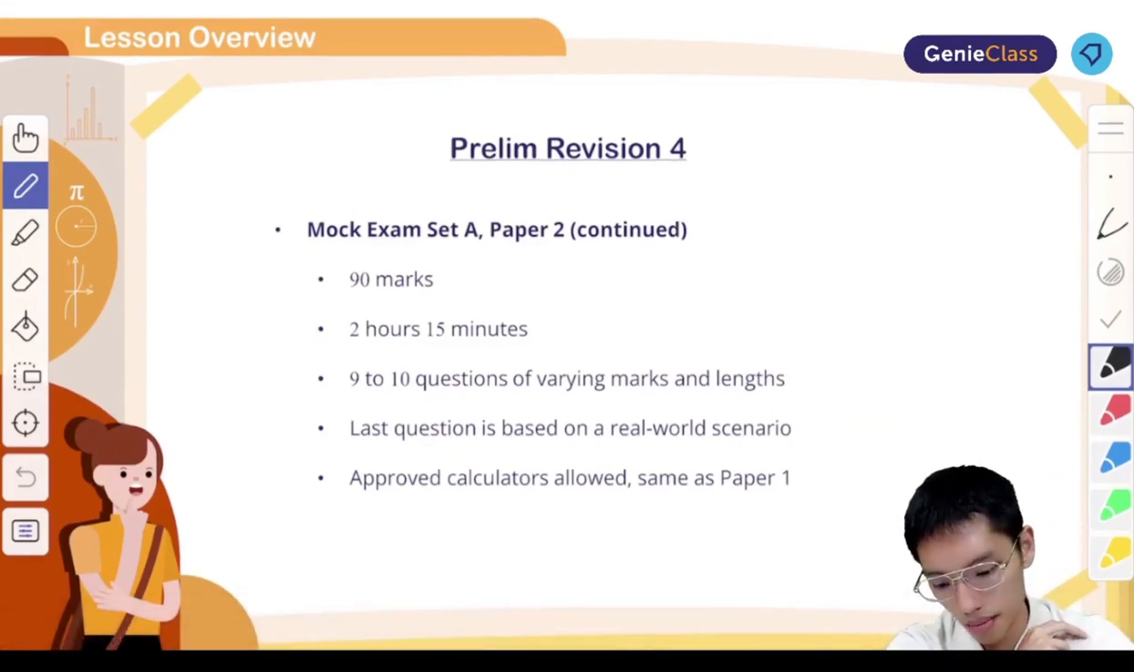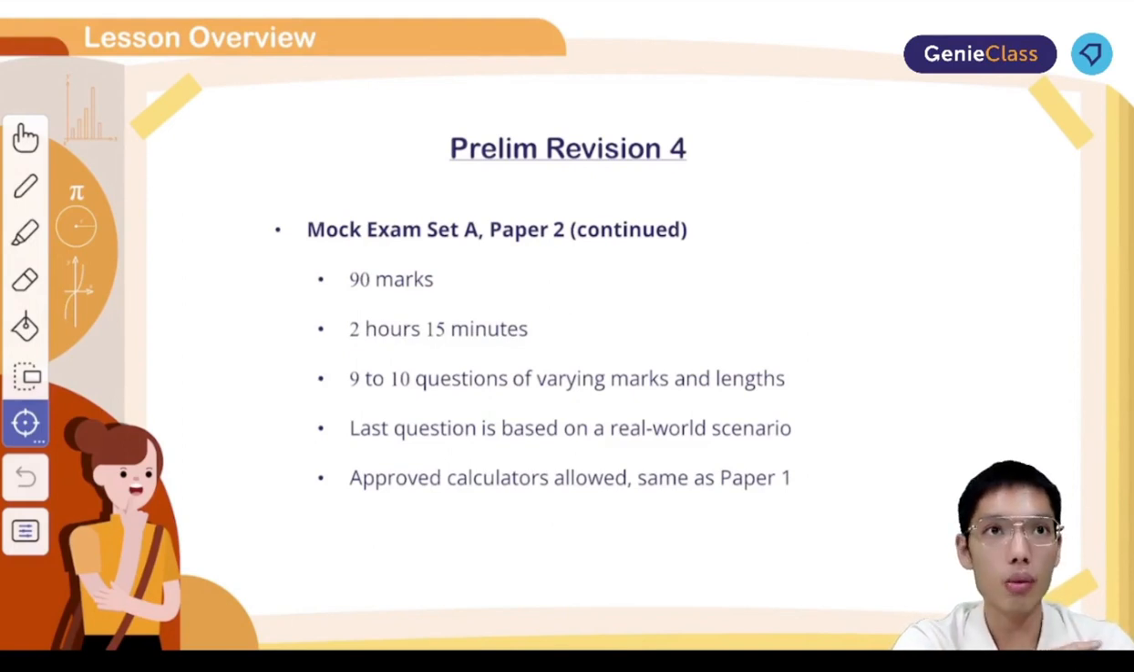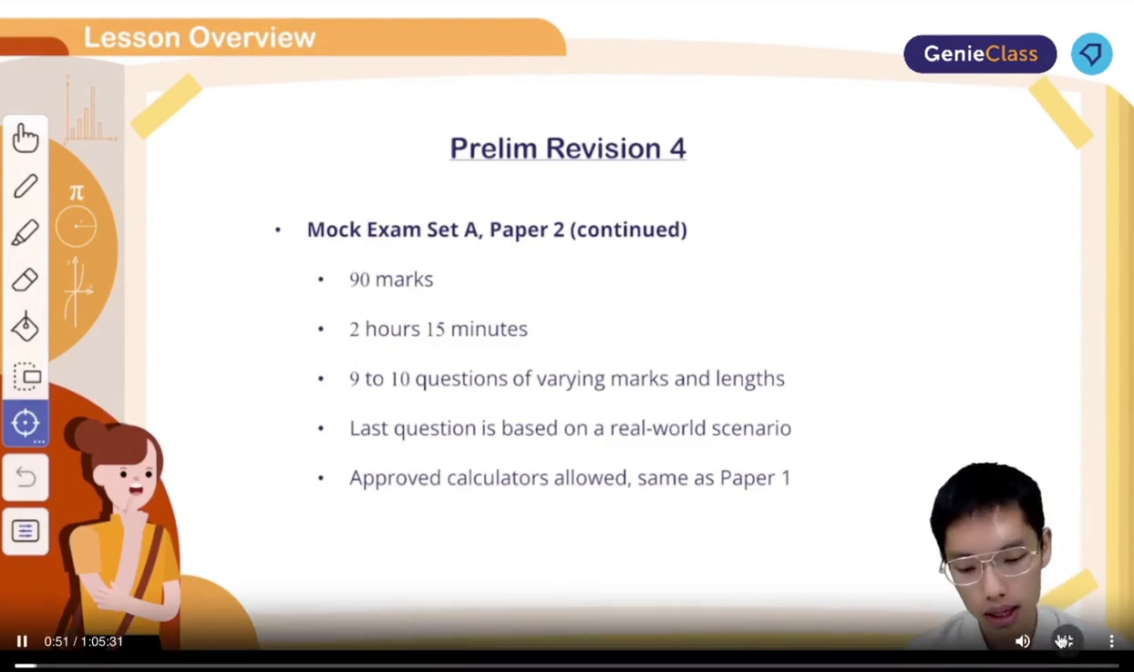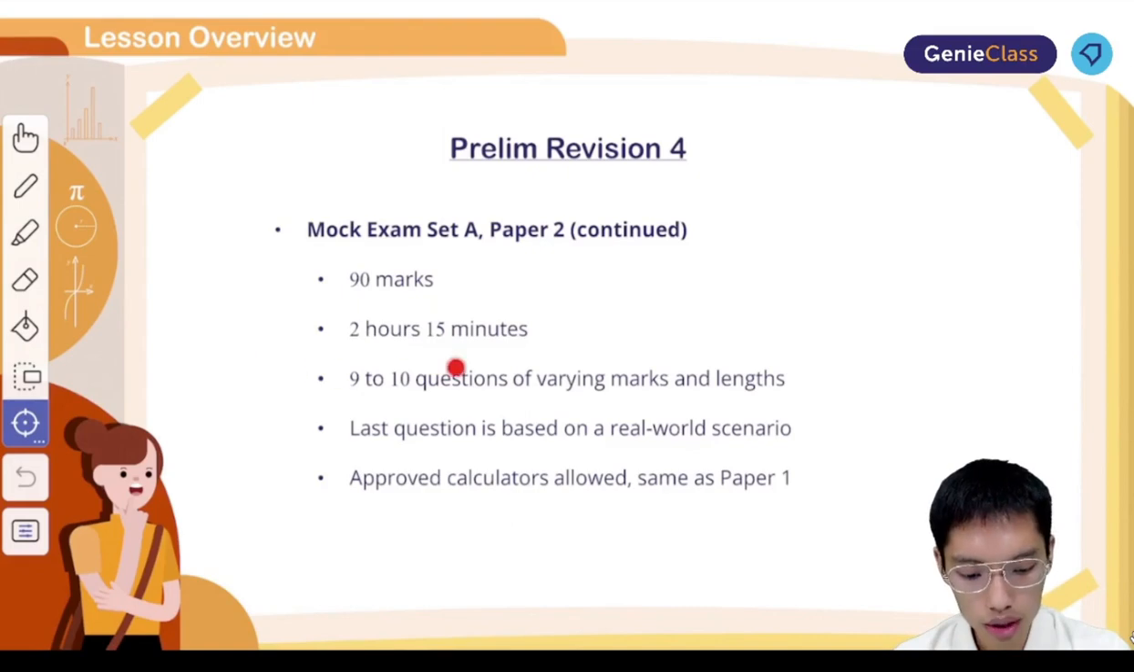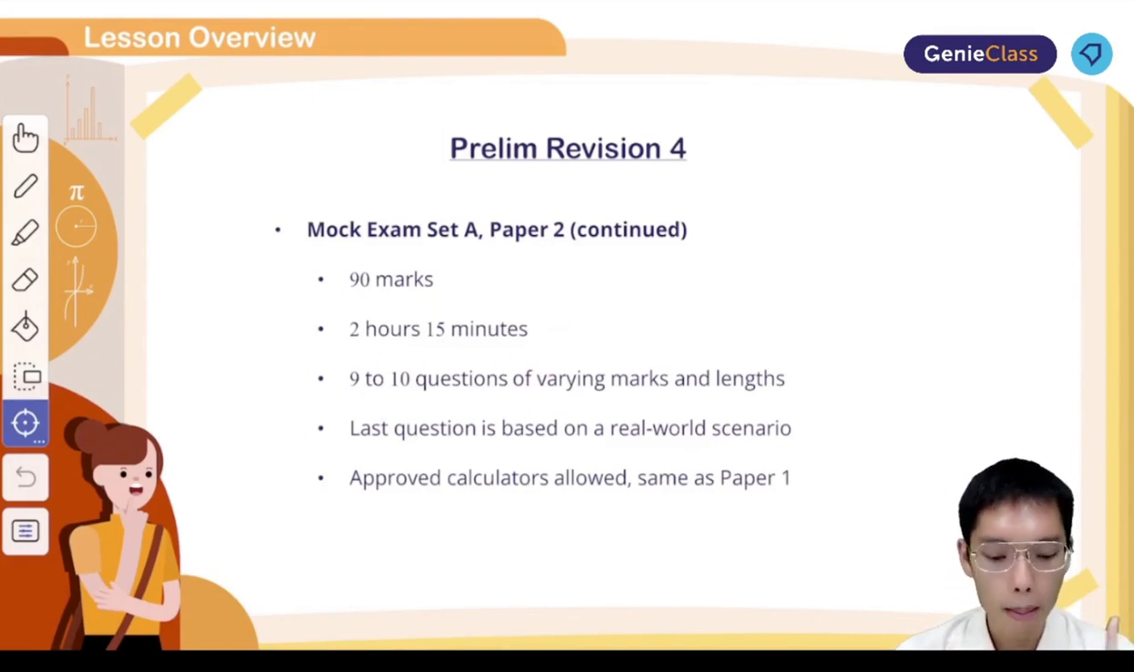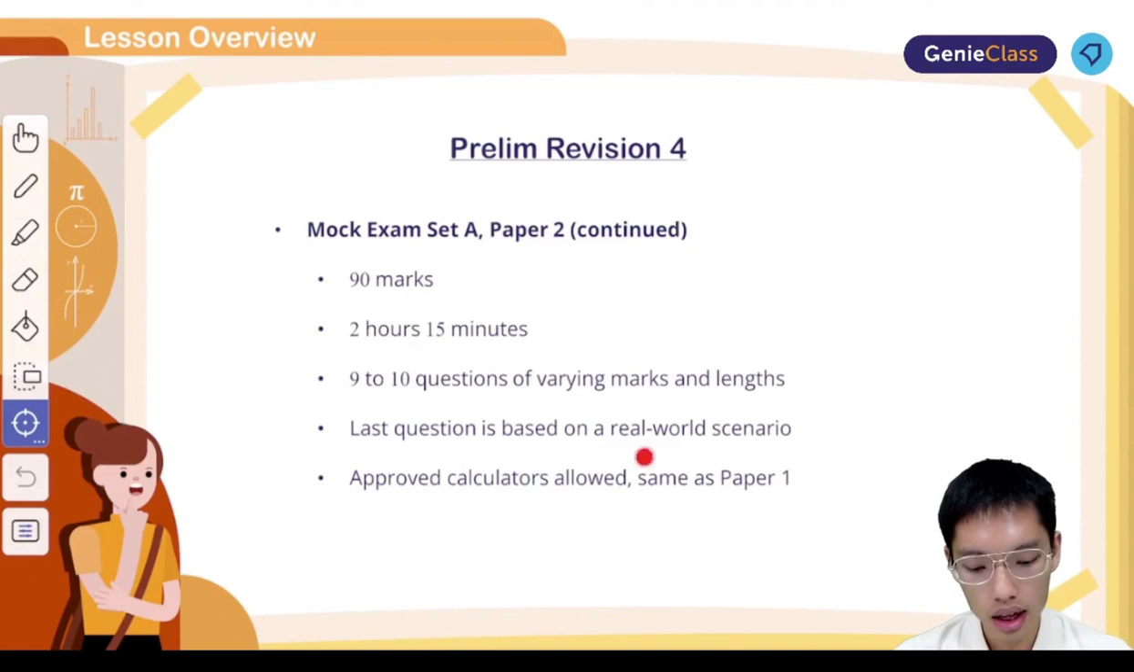Okay, so again, just some main important pointers to take note. What is the difference between the old and the new syllabus? 90 marks, 2 hours and 15 minutes long. Again, not many questions, 9 to 10 questions. The main thing is your last question will always be based on a real world scenario, so just take note. And lastly, approved calculators are allowed, same as Paper 1.